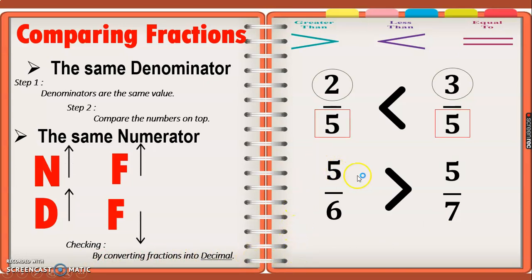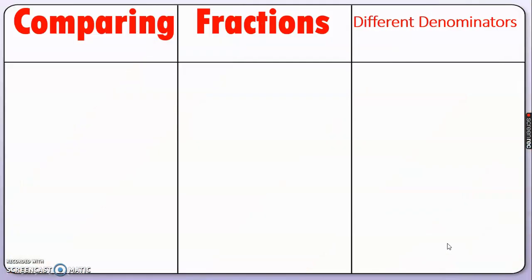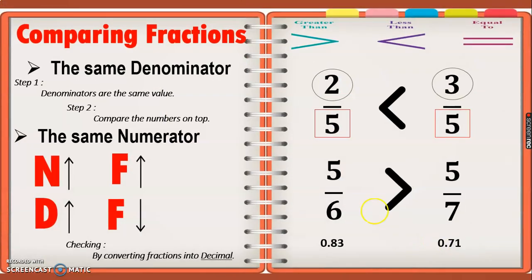Okay, checking by converting fractions into decimals. So we have 5 divided by 6 is equal to 0.83. Then, if you divide 5 over 7, in decimal form we have 0.71. So therefore, 5 over 6 is greater than 5 over 7.